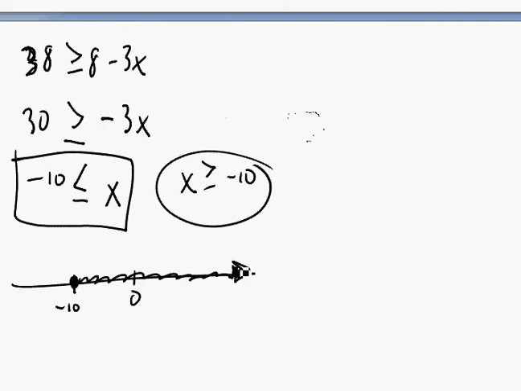So, just to recap, when solving an inequality, it's almost the same as solving an equation. If you have to add, subtract, multiply, or divide both sides of the inequality by a positive number, you keep the direction of the inequality the same. If, however, you multiply or divide both sides of the inequality by a negative number, you must switch the direction of the inequality.